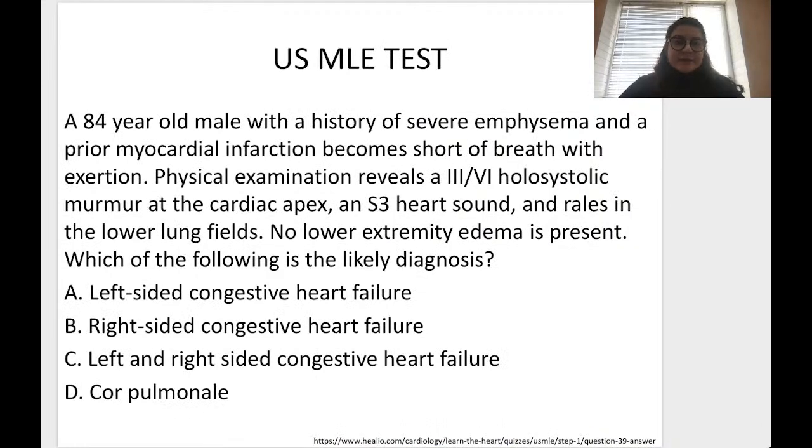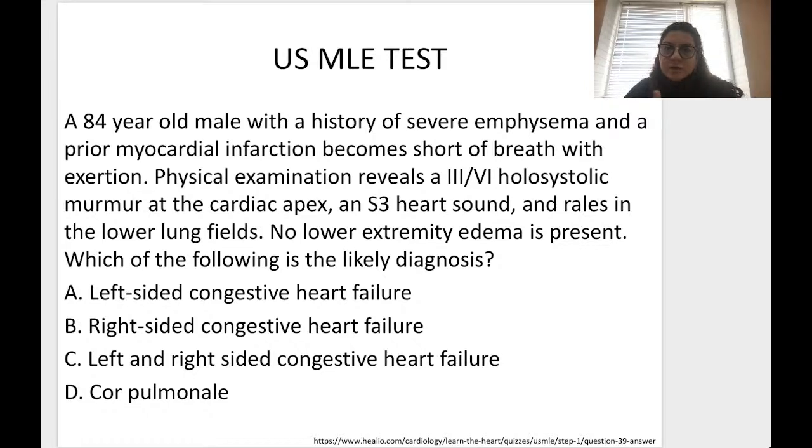And here is a USMLE test for your self-work, self-education at home. An 84-year-old male with a history of severe emphysema and prior myocardial infarction becomes short of breath with exertion. Physical examination reveals a third and fourth holosystolic murmur at the cardiac apex, S3 heart sound, and rales in the lower lung fields. No lower extremity edema is present. Which of the following is the most likely diagnosis? Be attentive and try to answer.